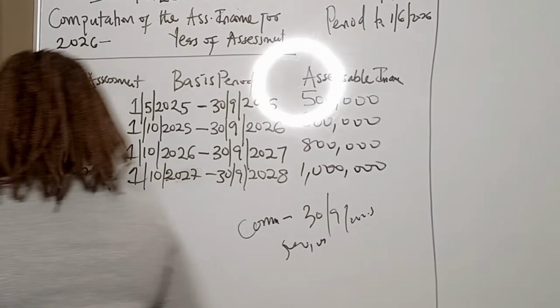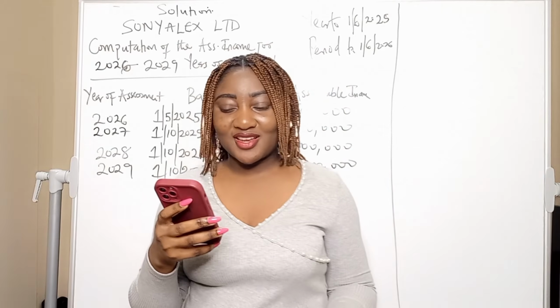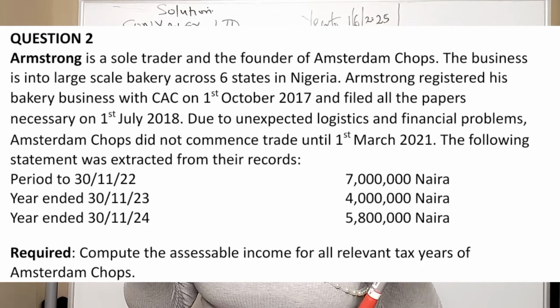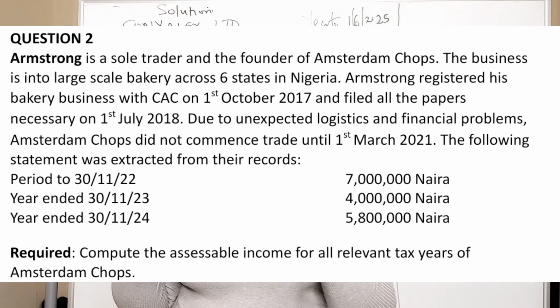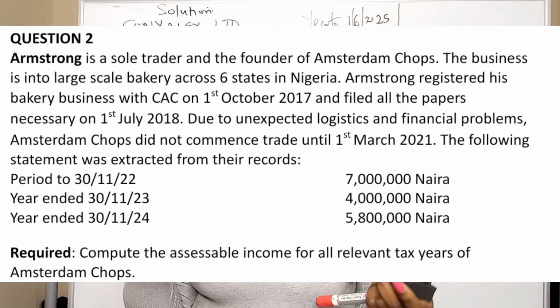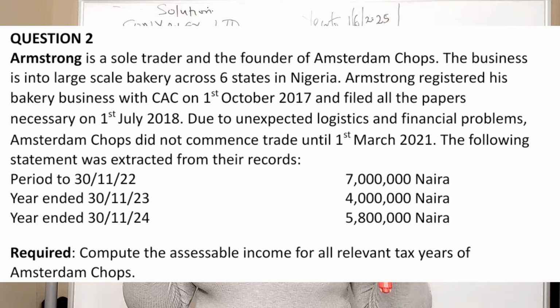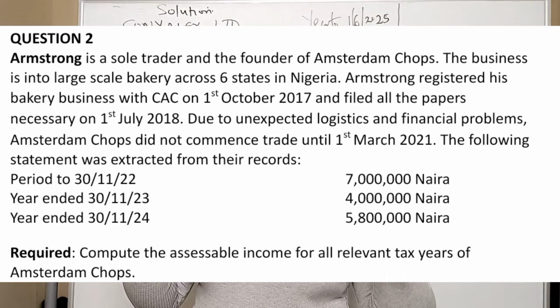This one is easy. Armstrong is a sole trader and the founder of Amsterdam Chops. The business is into large-scale bakery across 6 states in Nigeria. Armstrong registered his bakery with CAC on 1st of October 2017 and filed all the papers necessary on 1st of July 2018. Due to unexpected logistics and financial problems, Amsterdam Chops did not commence trade until 1st of March 2021.